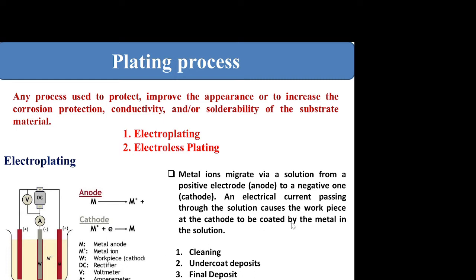Let us see the procedures. Four procedures are involved. First, cleaning of the metal surface. Second is undercoat deposit. For example, if you want to coat nickel over iron, first you have to coat some copper over the iron surface, and over that, we have to coat nickel. So undercoat deposits are required. Then final deposit is made over the undercoat, and we have to inspect the sample. These are the procedures to be adopted in plating process.